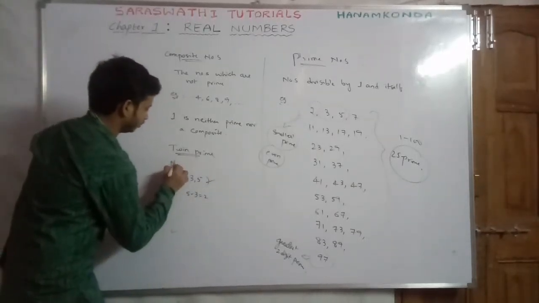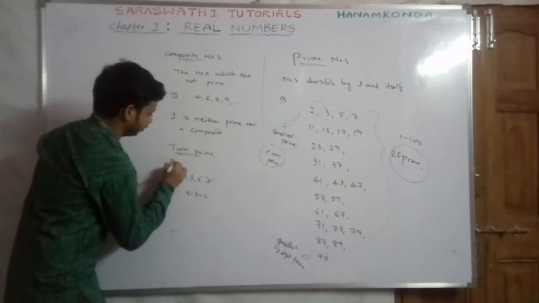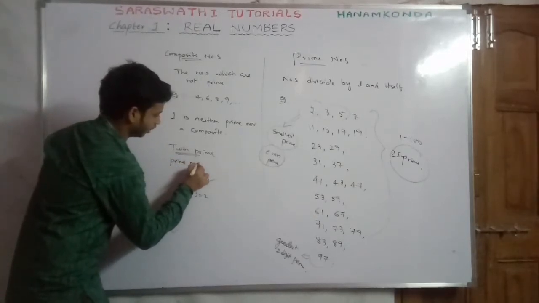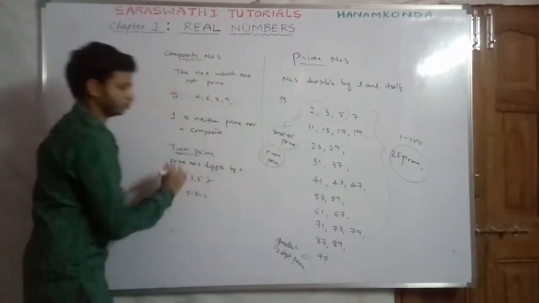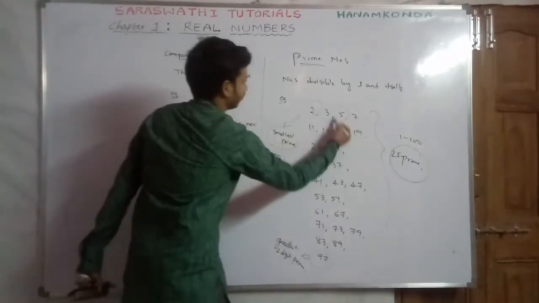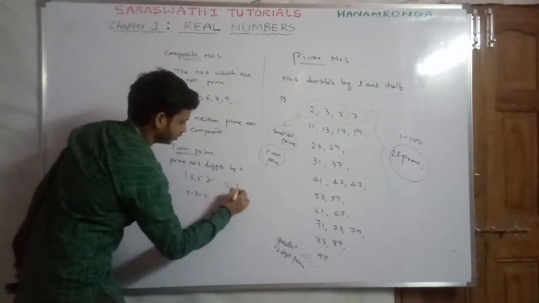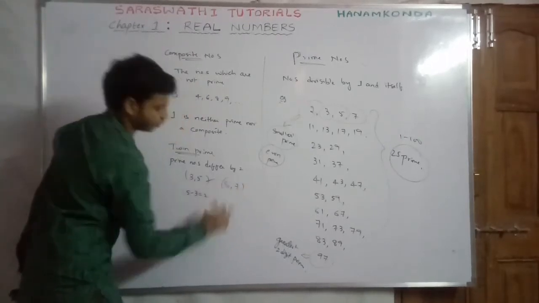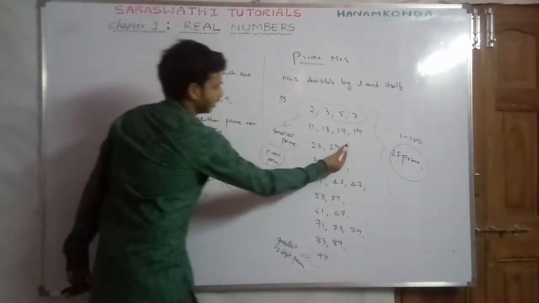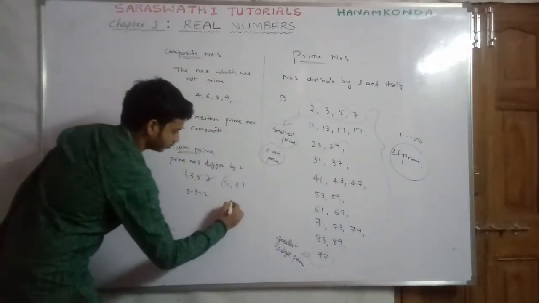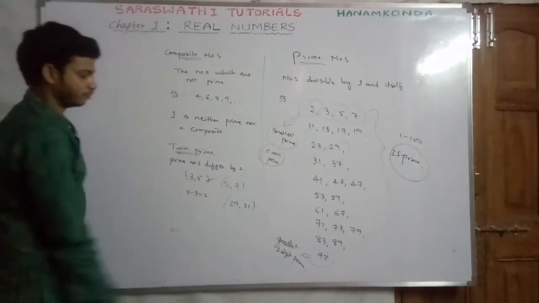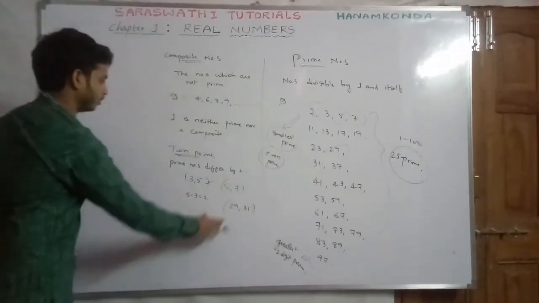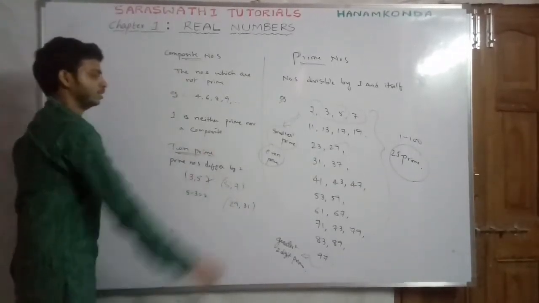Prime numbers which differ by 2 are said to be the twin primes. So again 5 comma 7 is also a twin prime since 7 minus 5 is 2. Similarly 29 comma 31, since 31 minus 29 is 2. The difference of 31 and 29 is 2. Therefore 29 comma 31 is a twin prime.